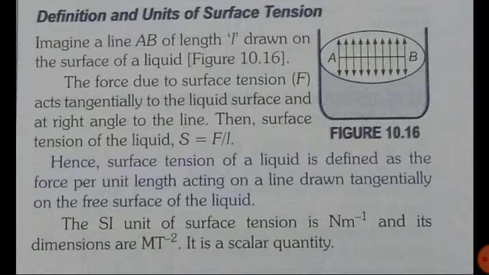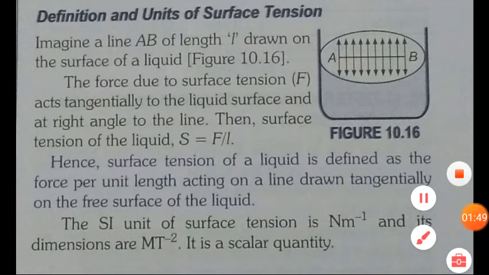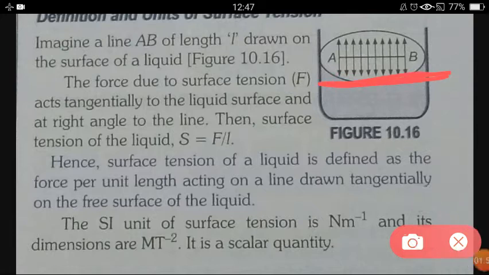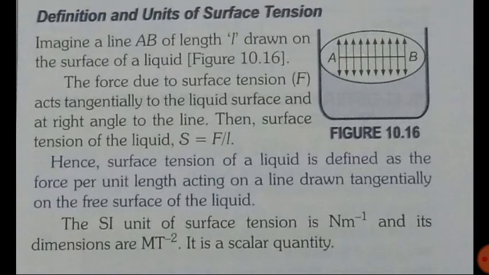The force due to surface tension acts tangentially to the liquid surface and at right angle to the line. So here we have line AB, and perpendicular to that line we have the tension on the surface. That means the surface tension of the liquid is given by S equals F upon L, force per unit length.